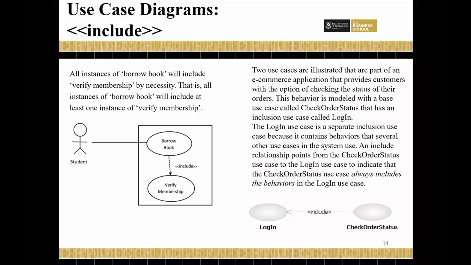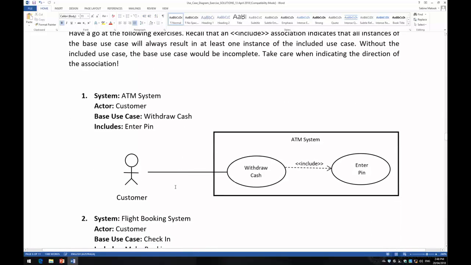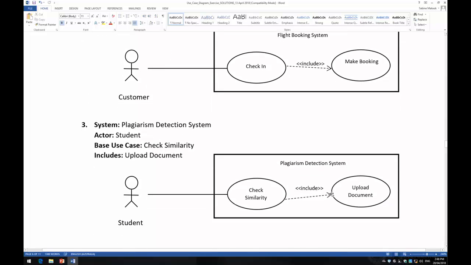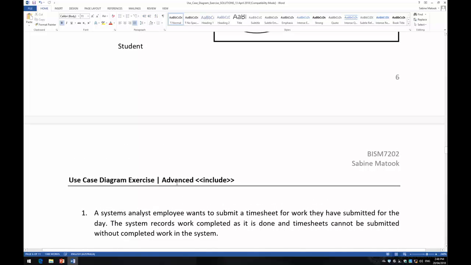I see you're all done with that exercise. Let's look at what the solution should be. Customer withdraw cash, include enter PIN in the ATM system. Customer check in, include make a booking in a flight. So in order to check in, you must have made a booking prior to it. And plagiarism detection system, check similarity. That includes that the document has been uploaded and it's done by a student. So now go on to the exercises on page 7, where you have a textual description, and you are requested to do 3 use cases again.